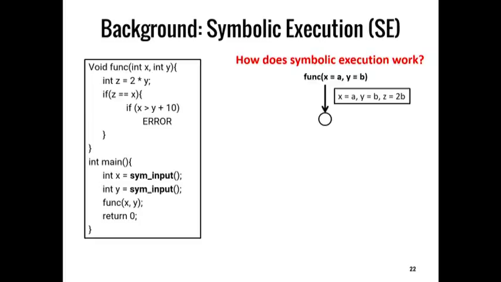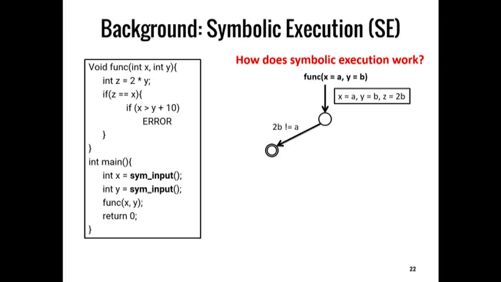Now it hits a conditional branch where it checks whether Z and X are equal or not. Since both of them are symbolic, the symbolic execution engine cannot decide which branch is infeasible, so it needs to follow both branches. Let's say first it takes the false branch and adds the condition that twice B is not equal to A as a constraint of this path.